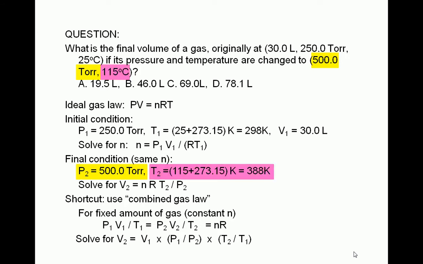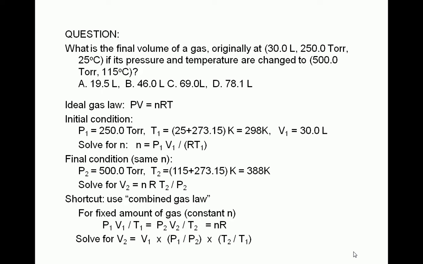After having solved for the number of moles of gas, we now have enough information to solve for the final volume. The final volume, V2, is equal to n times R times T2 divided by P2. An alternative is to use the so-called combined gas law.